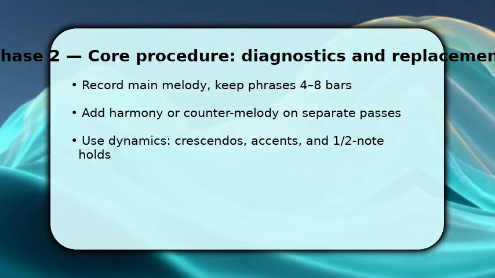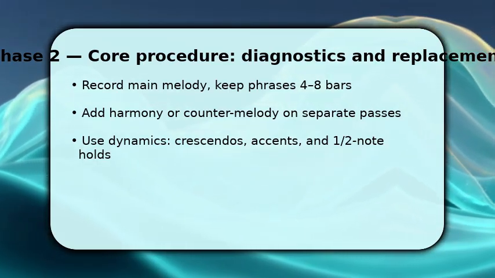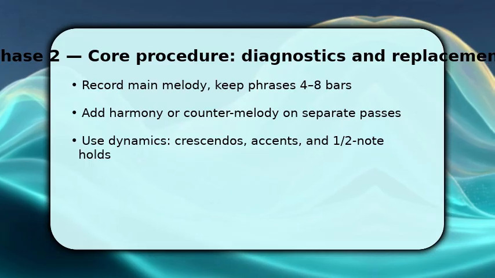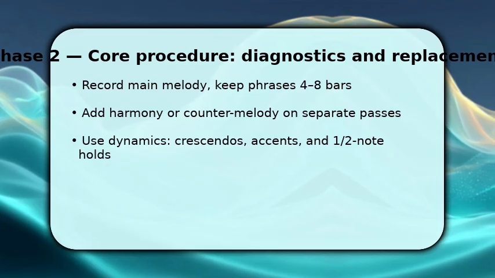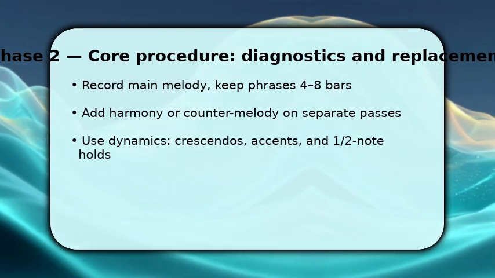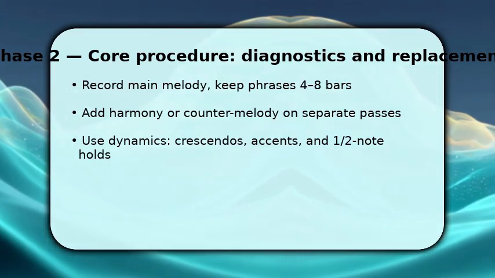Make deliberate dynamic choices, add crescendos, strong accents, or half-note holds to create movement. If timing shifts, punch in smaller sections and align loops. These middle steps shape tension before the final release.